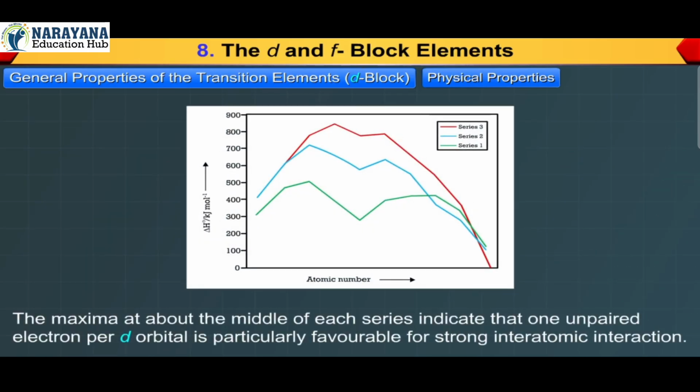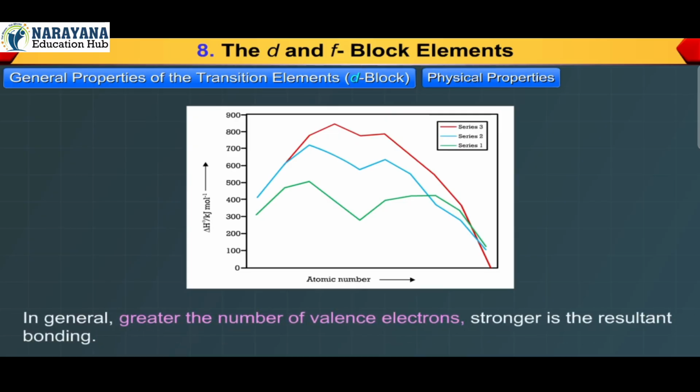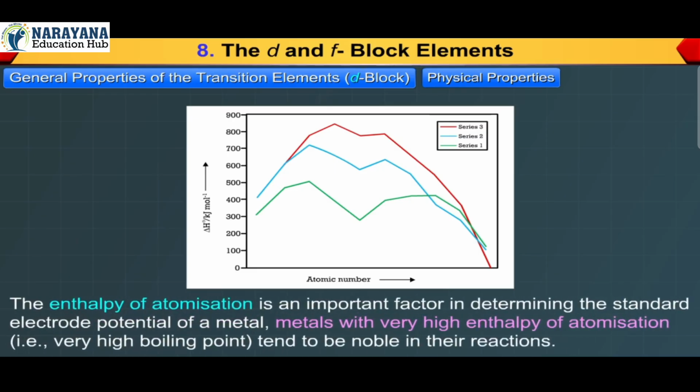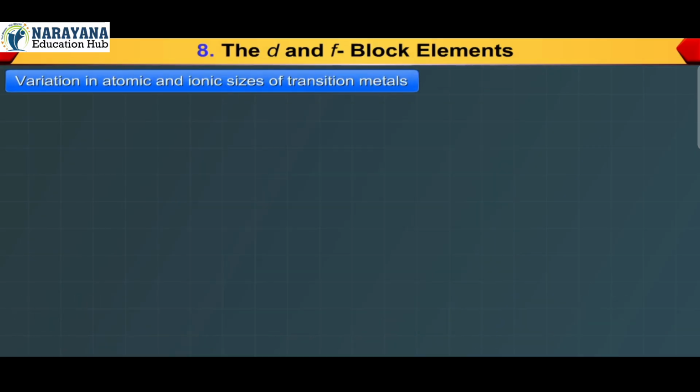The maxima at about the middle of each series indicate that one unpaired electron per d orbital is particularly favorable for strong interatomic interaction. In general, the greater the number of valence electrons, the stronger is the resultant bonding. The enthalpy of atomization is an important factor in determining the standard electrode potential of a metal. Metals with very high enthalpy of atomization, for example very high boiling point, tend to be noble in their reactions.